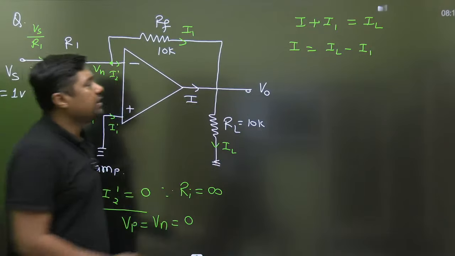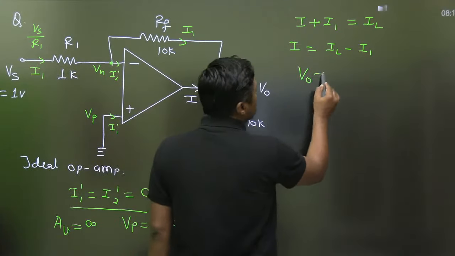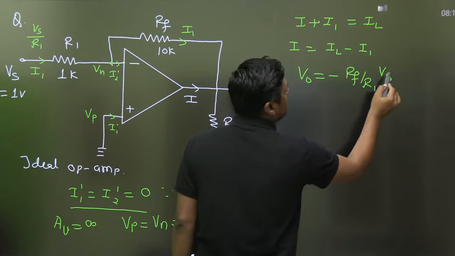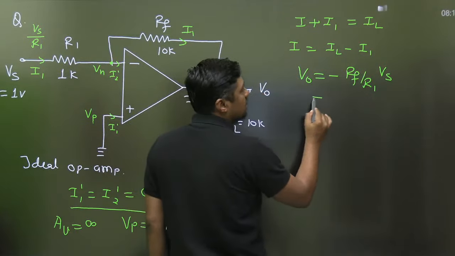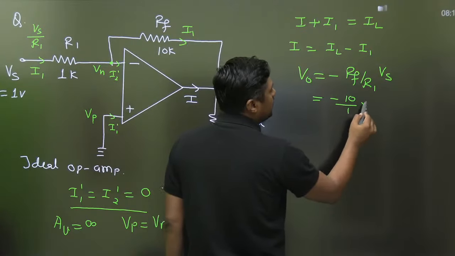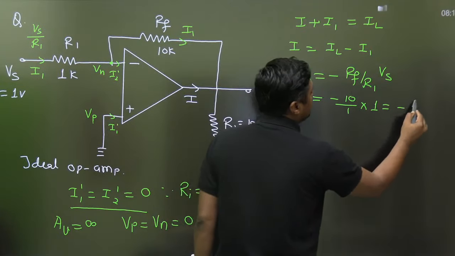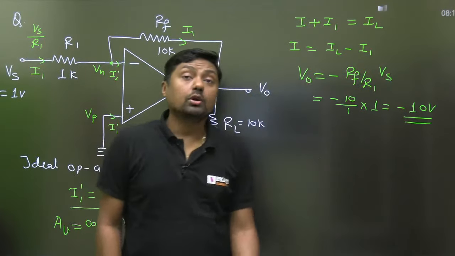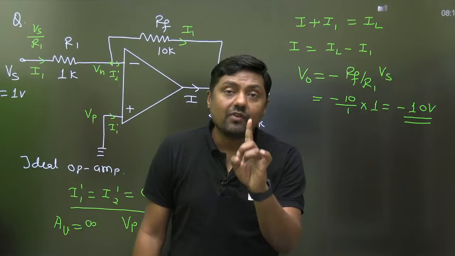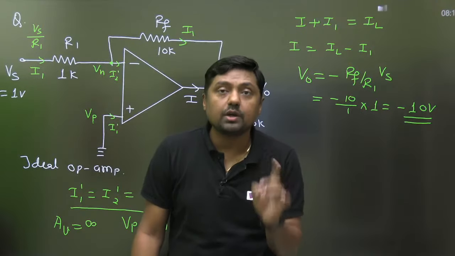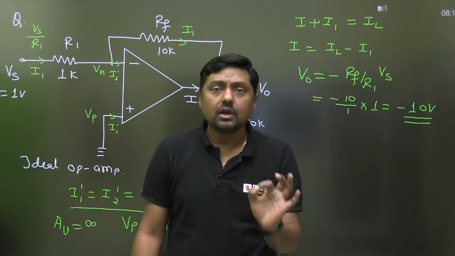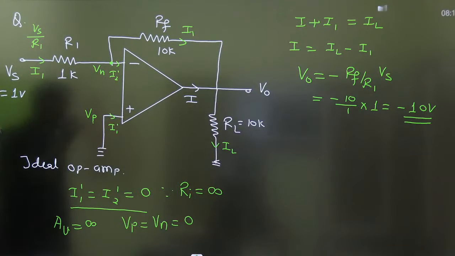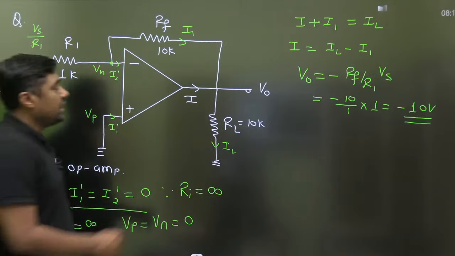So what is the V0 here? V0 is nothing but minus Rf by R1 into Vs. Already we have the gain, minus 10 by 1 into Vs, that is 1, so minus 10 volt. Remember that minus 10 volt is the value of V0, because it is an inverting operational amplifier. Gain is minus Rf by R1. Now once you have V0, then you can find the IL.